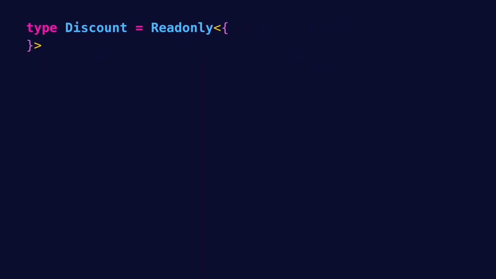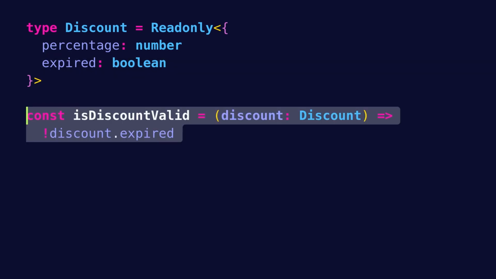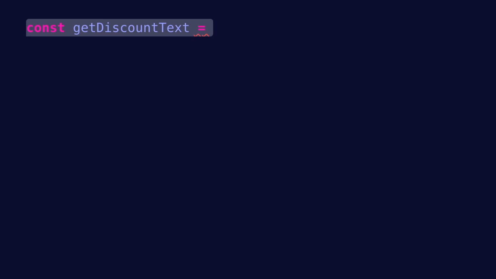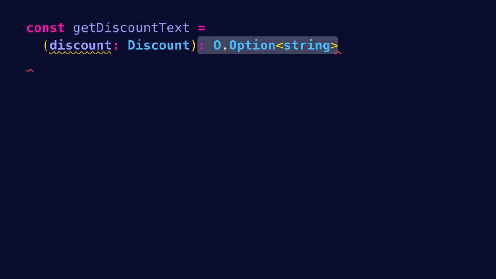Let's say that we have a discount object that has a discount percentage and a boolean indicating whether it has expired. And we have an isDiscountValid predicate that given a discount returns whether that discount is still valid, that is, has not yet expired. Let's now define a getDiscountText function, which given a discount, returns an option string with a discount text to show under a product, such as 10% discount.